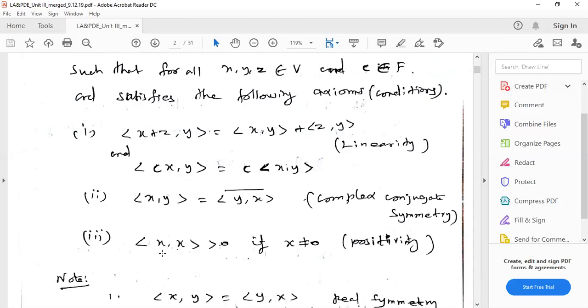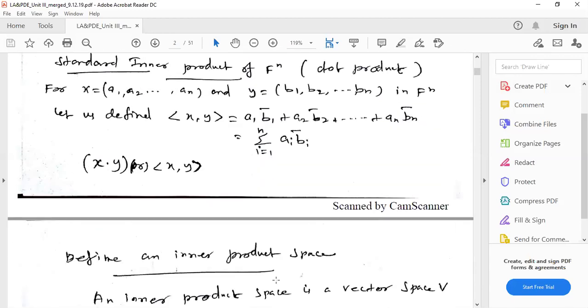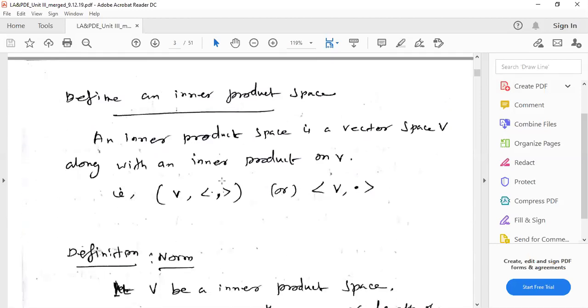Third condition: inner product of x comma x is greater than 0 if x is not equal to 0. For real spaces, inner product of x comma y is equal to inner product of y comma x. It is called real symmetry. Define an inner product space: an inner product space is a vector space V along with an inner product on V, that is, V comma inner product.